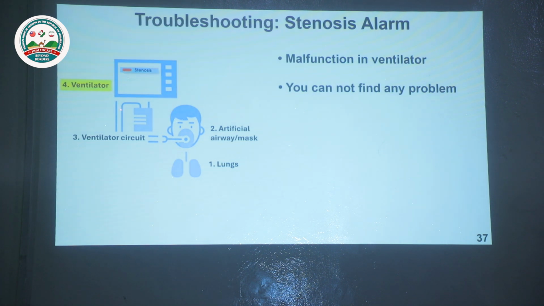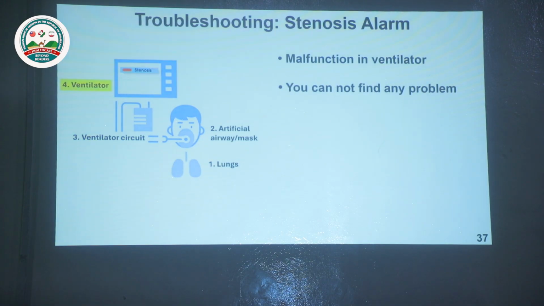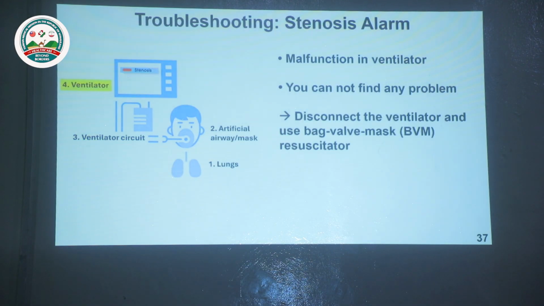And finally, look at the ventilator itself, because sometimes there is a malfunction in the ventilator. If you face a ventilator malfunction, or you cannot find any problem, or even if you find a problem, maybe a malfunction in the expiratory valve, but you don't have a backup ventilator circuit, you can just disconnect the ventilator and use a bag valve mask resuscitator. Like this one, this is a manual resuscitator, and you need to remember to connect the oxygen tube beside this bag and connect it to the oxygen cylinder.